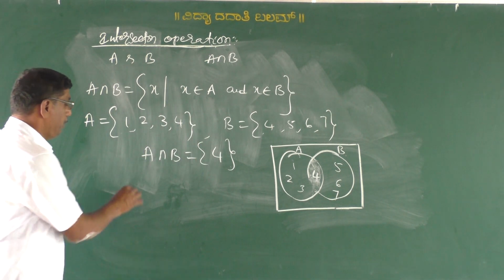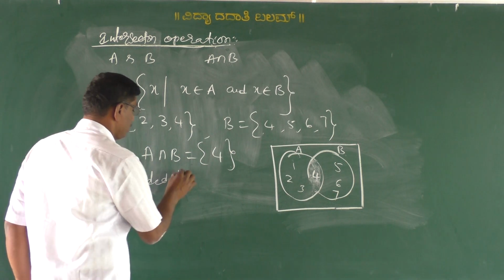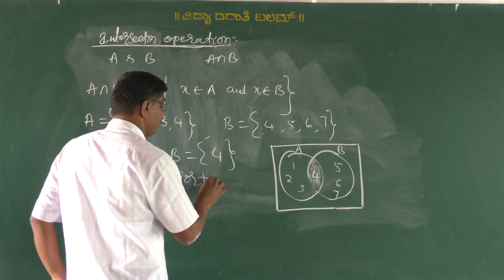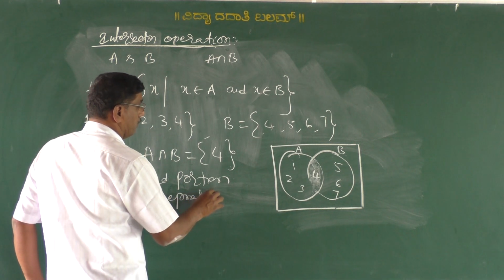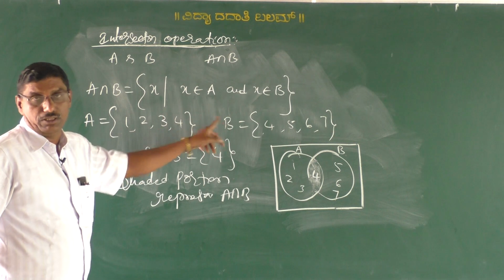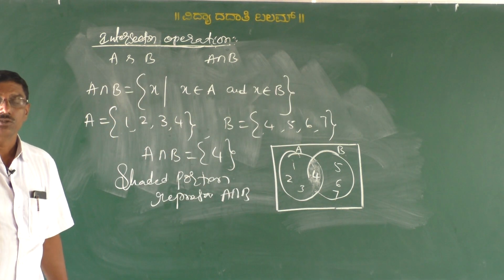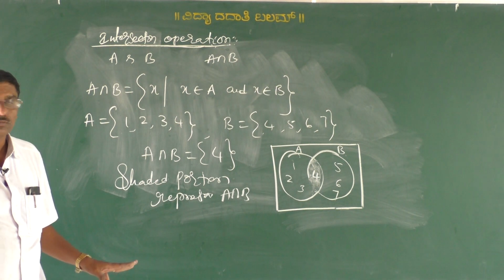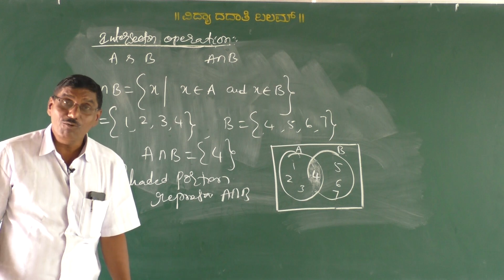The shaded portion represents A intersection B, particularly for this example. Are you understood about intersection operations? Yes, now we have to move on to properties.